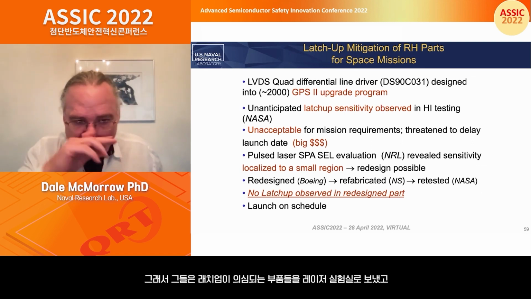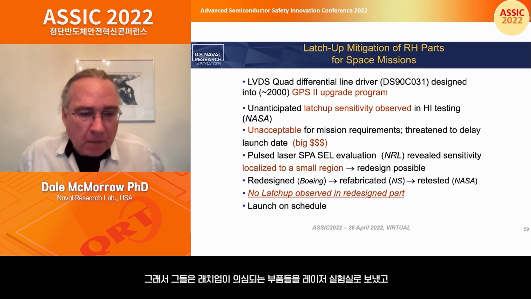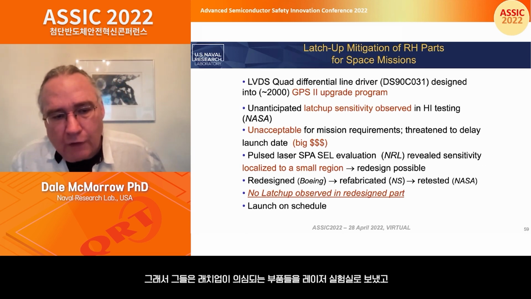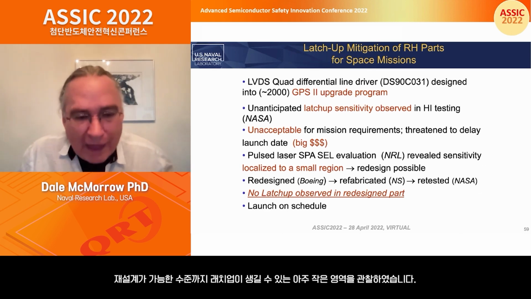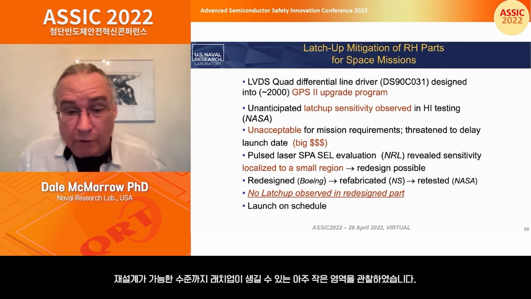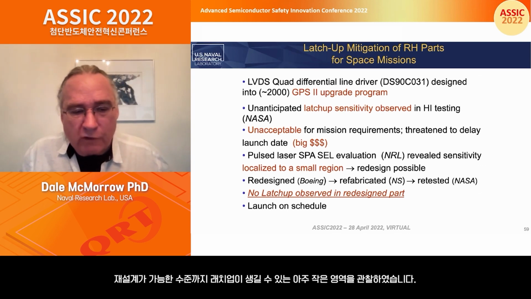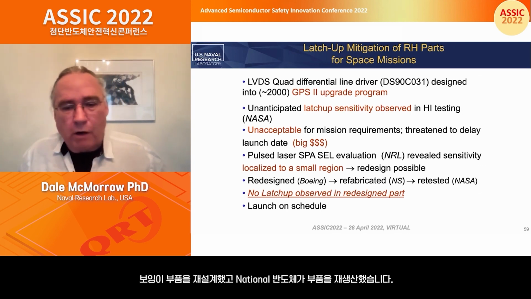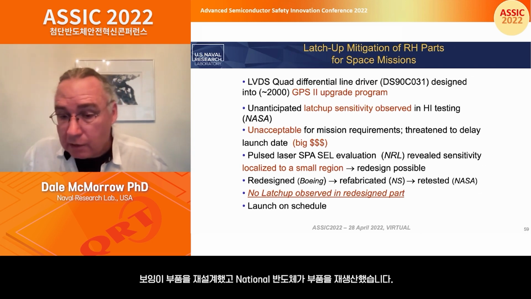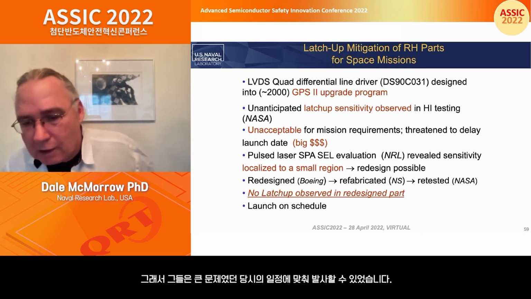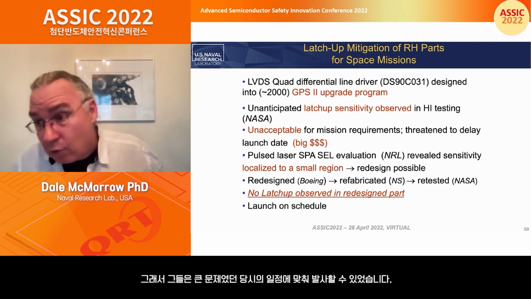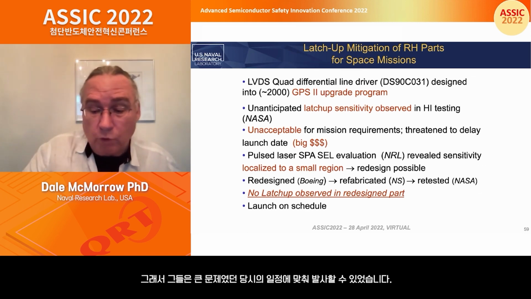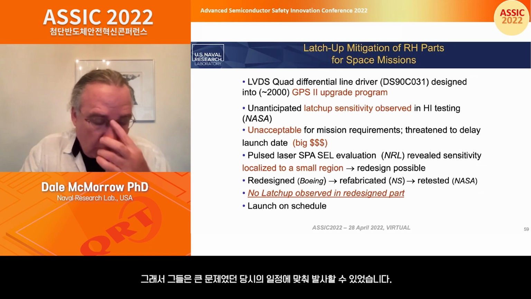do that. So they brought the suspect part to the NRL laser lab, and we were able to localize the latch-up, or observe that the latch-up was localized, to a very small region, such that redesign was possible. So Boeing redesigned the part, National Semiconductor refabricated the part, NASA then performed another heavy ion test and no latch-up was observed. And so they were able to launch on schedule, which was, at the time, a big deal.